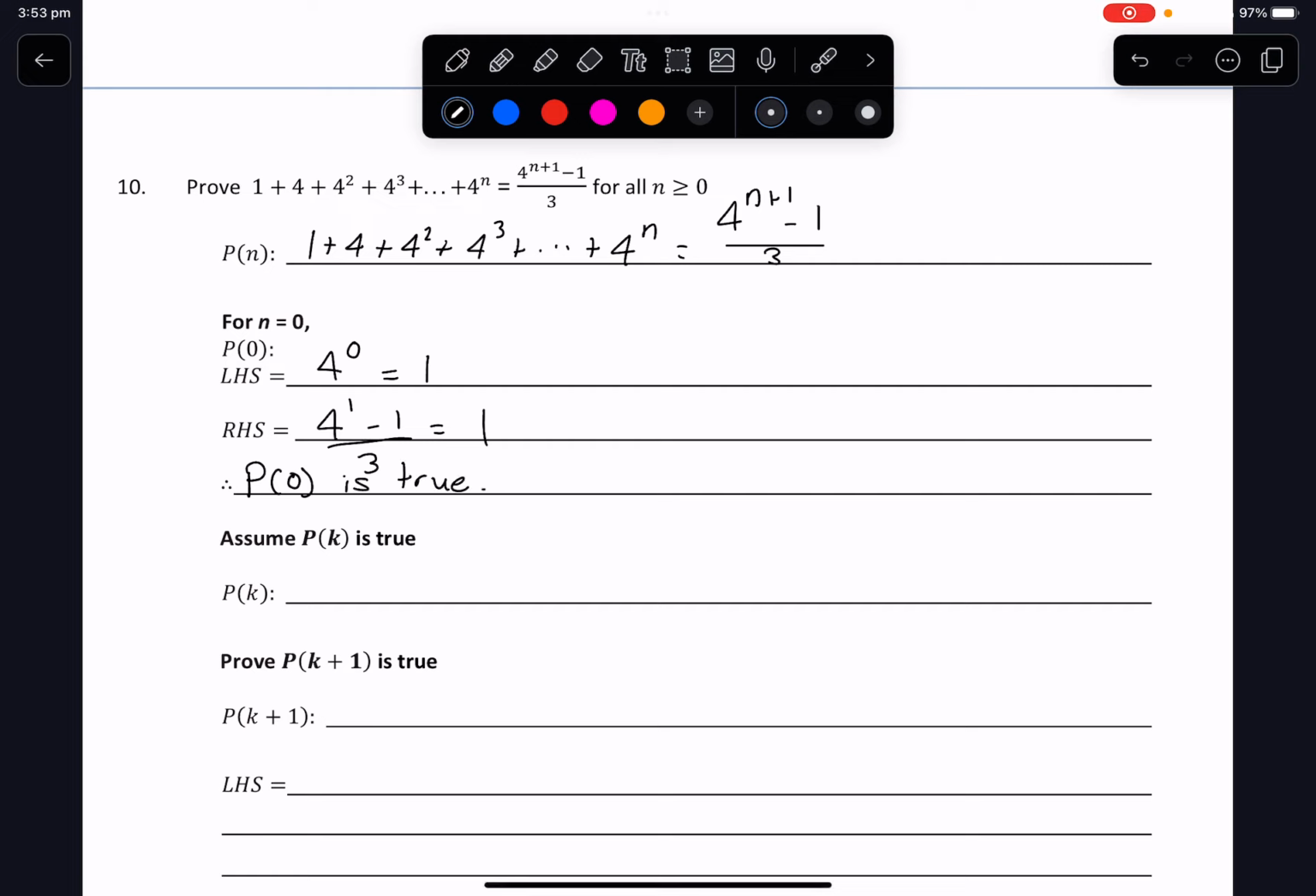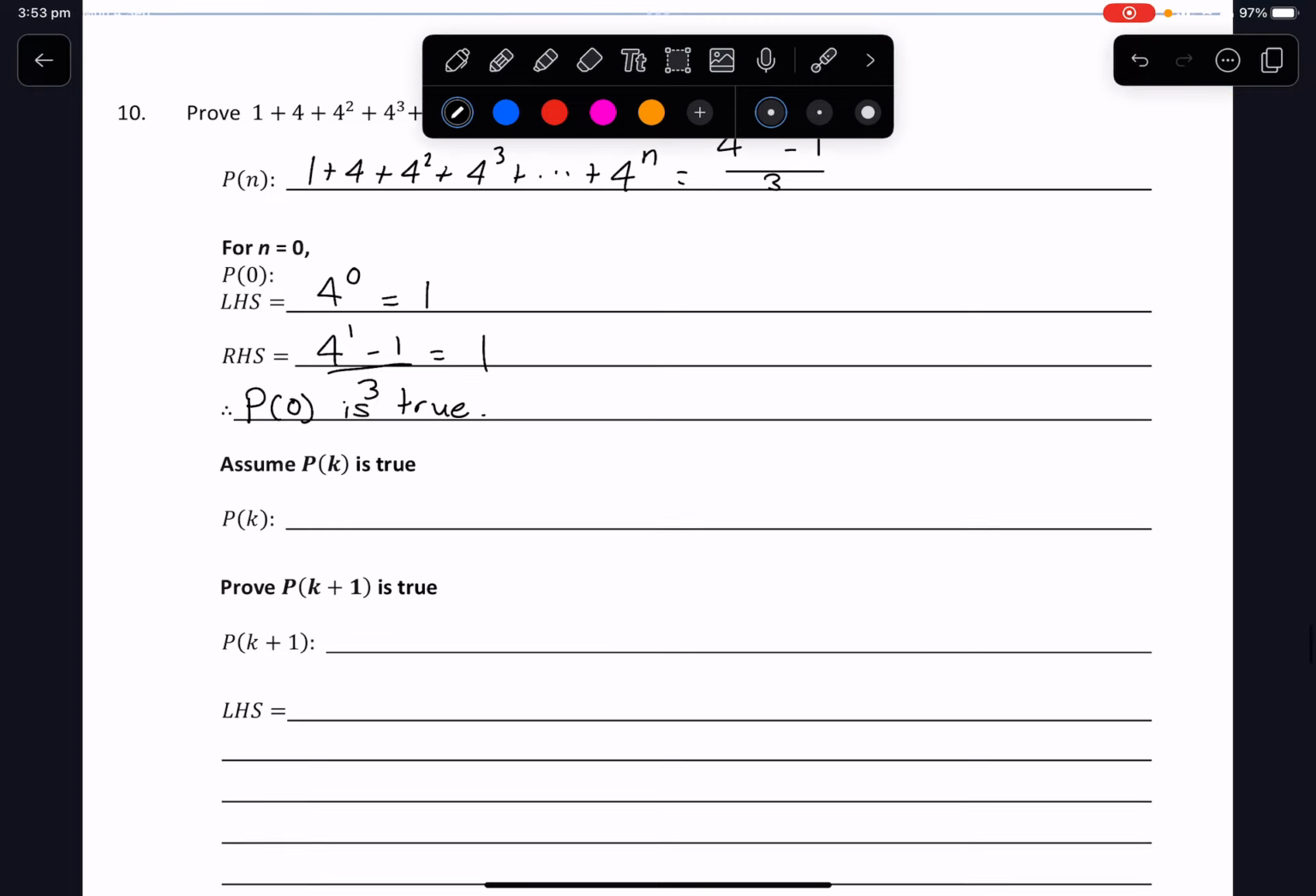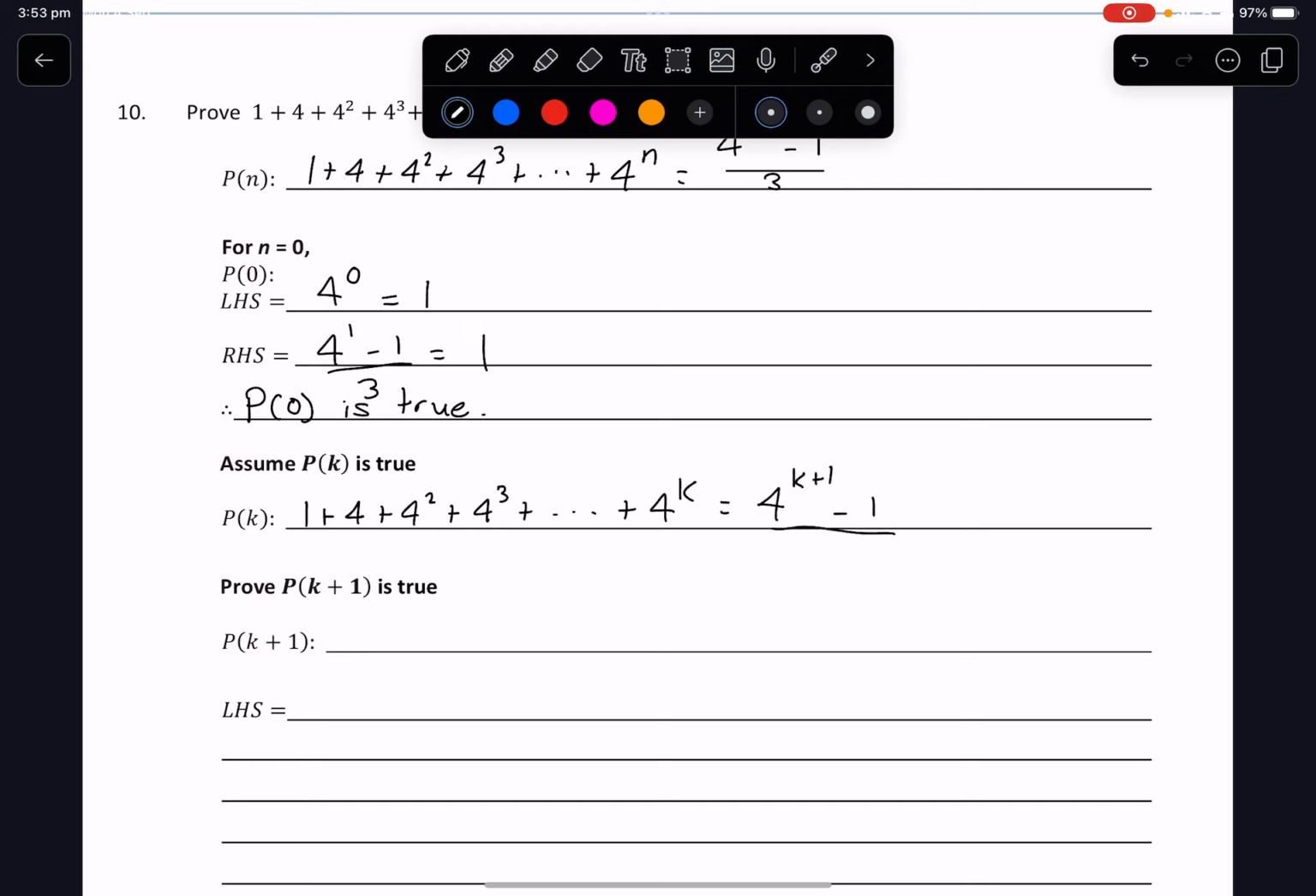Okay, so we're getting a little bit less scaffolded now, and we're going to have to start putting in some of our final statements here. Now, we're going to assume P of k is true. Now, P of k is just 1 plus 4 plus 4 squared plus 4 cubed plus ... plus 4 to the power of k is 4 to the power of k plus 1 minus 1 all over 3. That is my P of k statement.